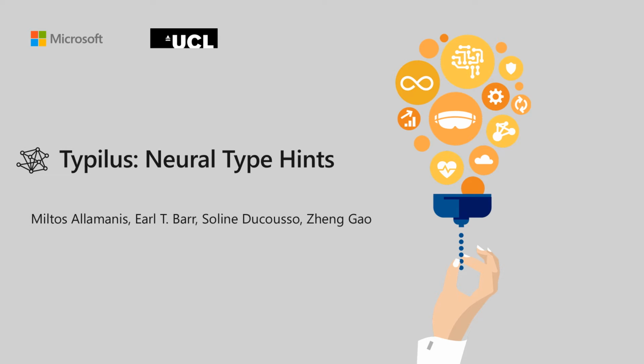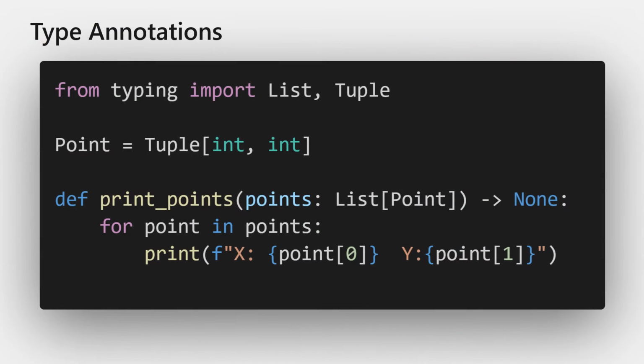Hi, in this work we set to suggest type annotations to partially typed programs. Python allows optional type annotations. Take this simple example here. The parameter points is annotated as a list of point, whereas the print points function has a return type of none.